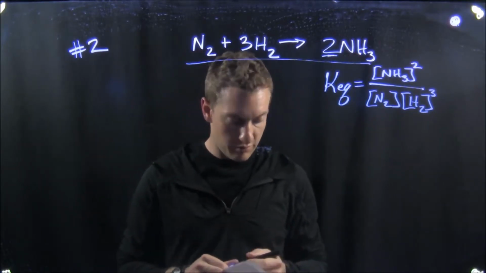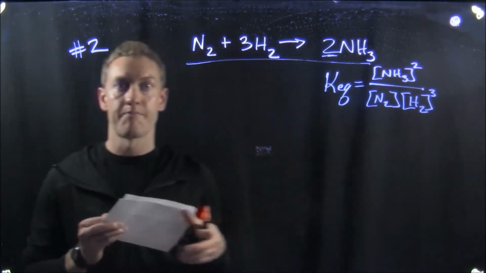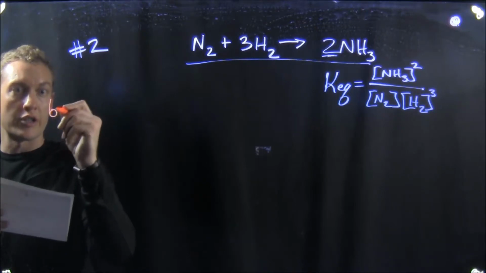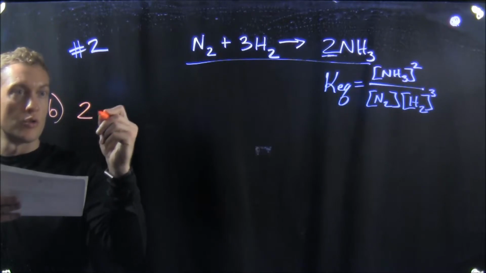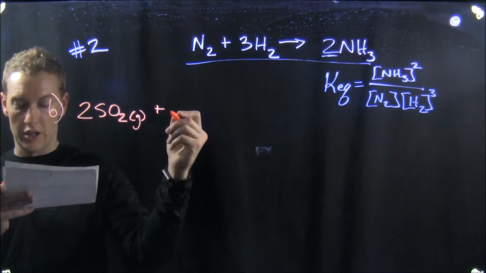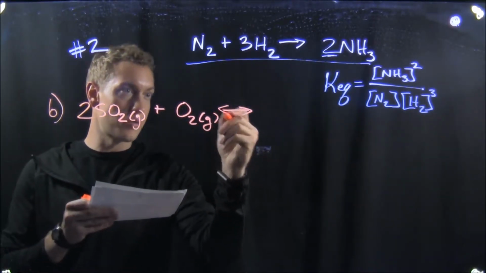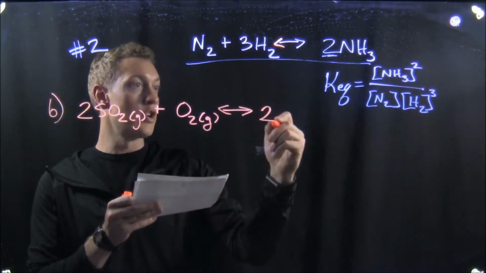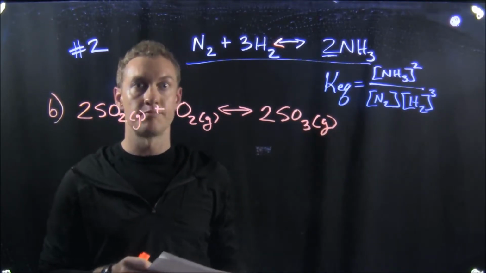The next reaction is, come over here. So this is reaction B, and reaction B is 2 SO2s, and that's a gas, plus O2, which is a gas, yields reversible reaction. I guess I should have done that up there too, otherwise it wouldn't reach an equilibrium. 2 SO3s, also a gas.